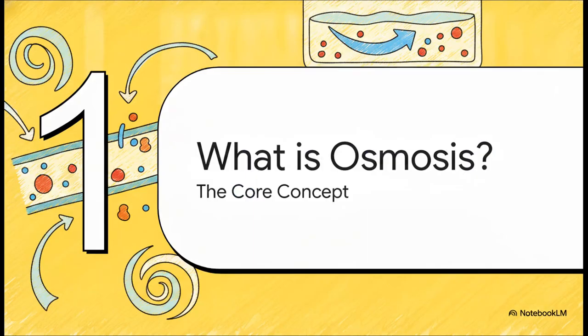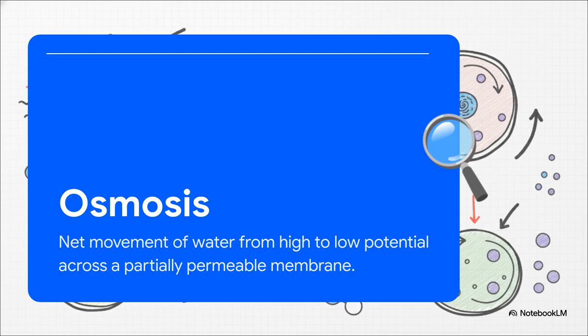Section 1. What is osmosis? Okay, here's your gold standard, commit-this-to-memory definition. Osmosis is the net movement of water molecules from a region of higher water potential to a region of lower water potential across a partially permeable membrane. Think of it like two rooms separated by a mesh screen door. The room packed with more people naturally pushes into the room with fewer people.